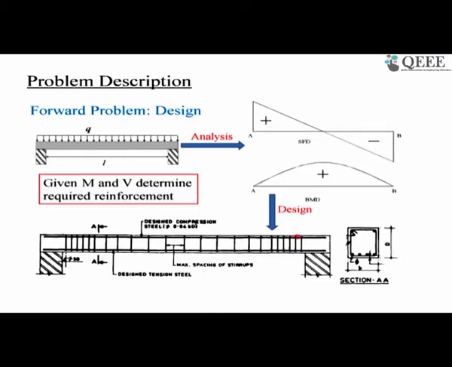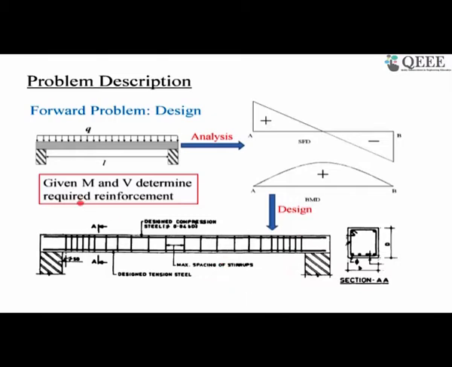And when we say designing this beam, we need to decide everything. The only information I have is the length of the beam. We need to design what would be the width of the beam, what would be the depth of the beam, what would be the reinforcement bars, how many reinforcement bars, what would be the diameter of the bar, every parameter, everything we need to decide. And this is the design. So this is the forward problem.